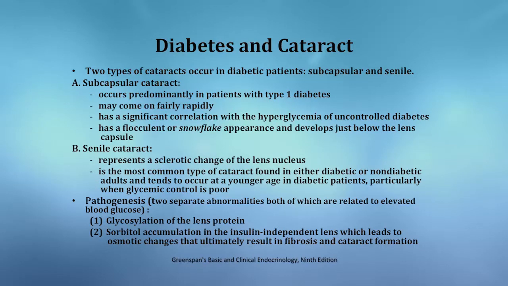So, let's say again, the main mechanism of pathogenesis of cataract is sorbitol accumulation, which will lead to osmotic changes and fibrosis. Then it will lead to cataract formation.